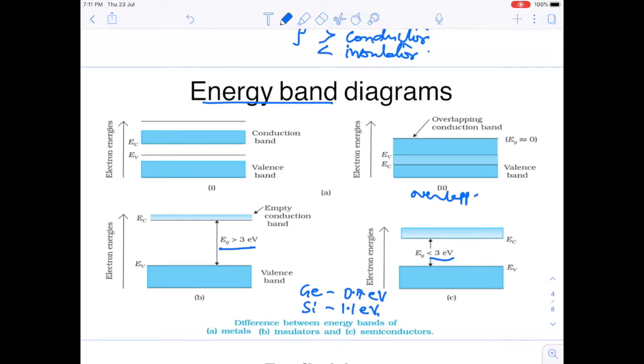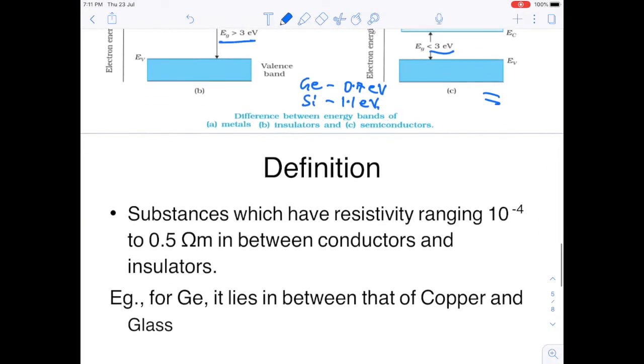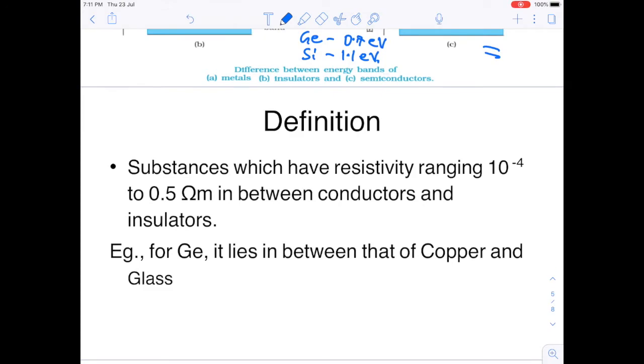So, a semiconductor is neither a conductor nor an insulator; it is in between, so it is called a semiconductor. Let us define what a semiconductor is: substances which have their resistivity ranging from 10 power minus 4 to 0.5 ohm meter, in between conductors and insulators. The value lies in between conductors and insulators, so the range is in between. You have seen that for germanium it lies in between that of copper and glass. I showed you the example.